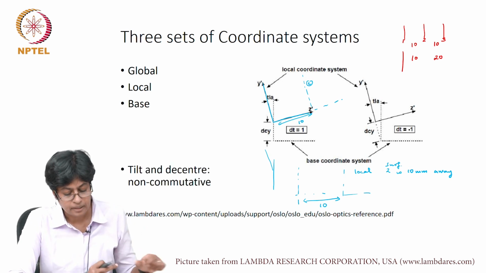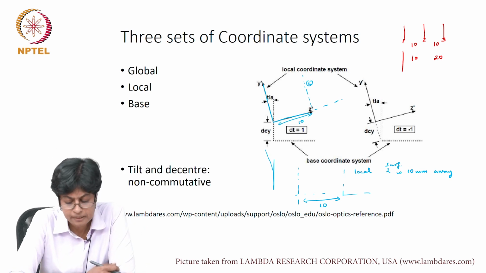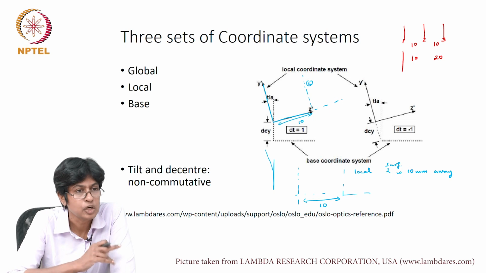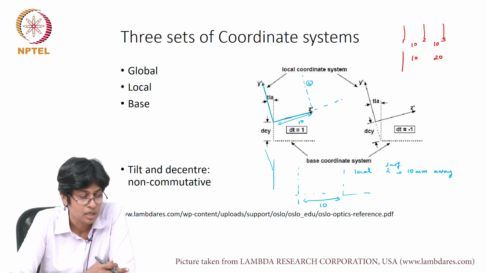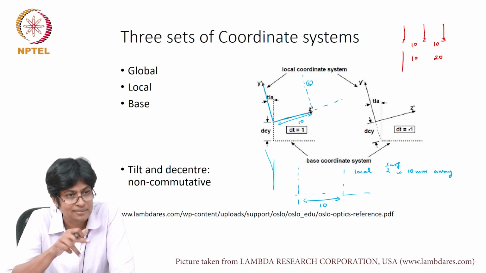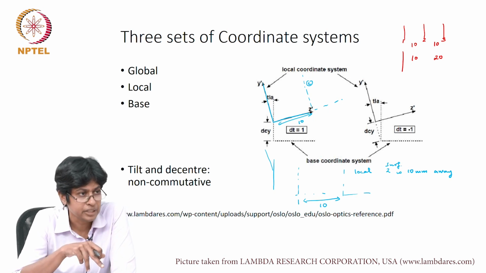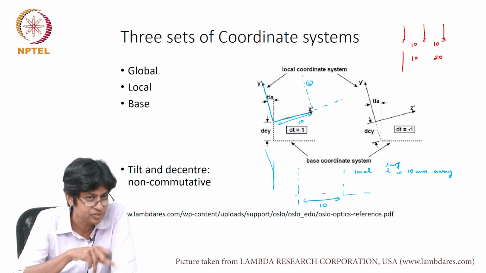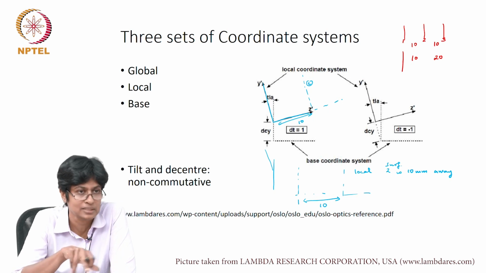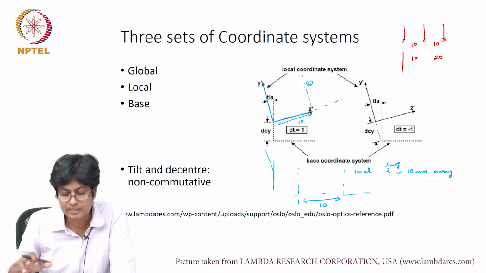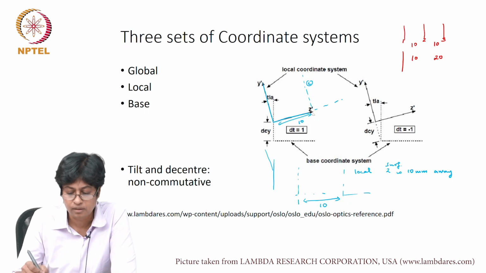Now, one thing that may not initially be apparent, but on some thought should be clear, tilt and decenter are non-commutative operations. So, if you tilt first and then decenter, or you do the operations in reverse, so you decenter first and then tilt, you don't end up with the same system. And that's an example that is actually given over here.